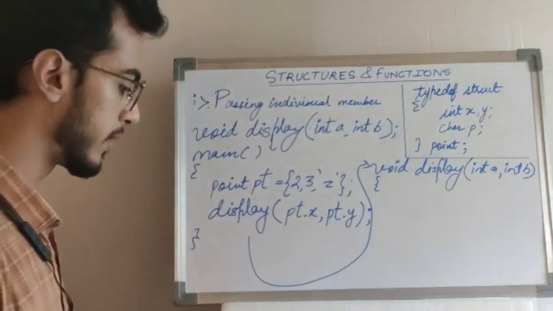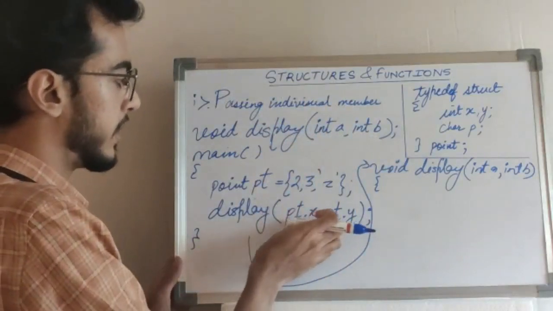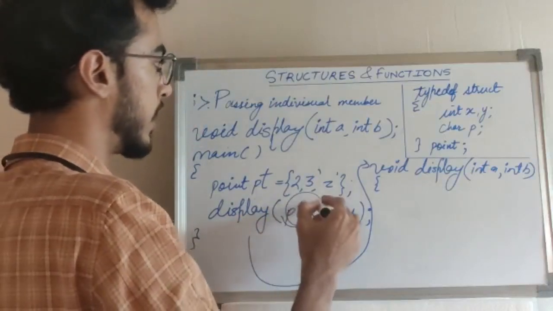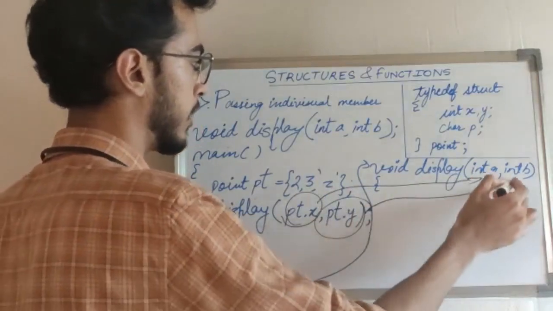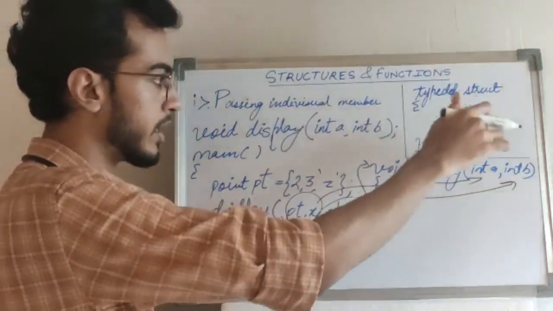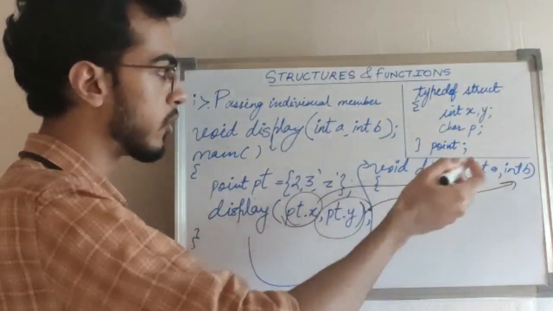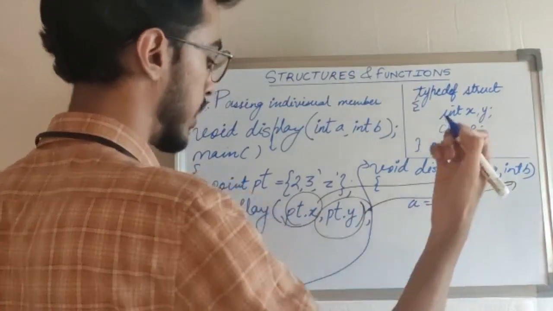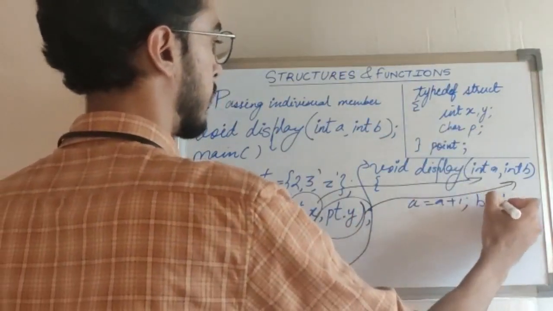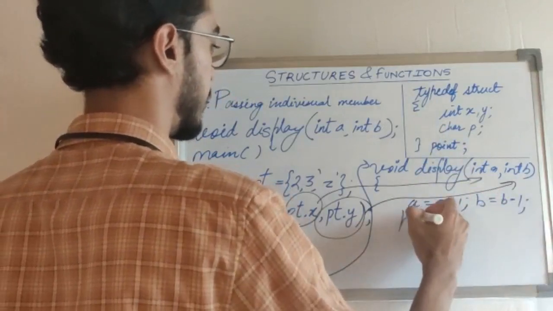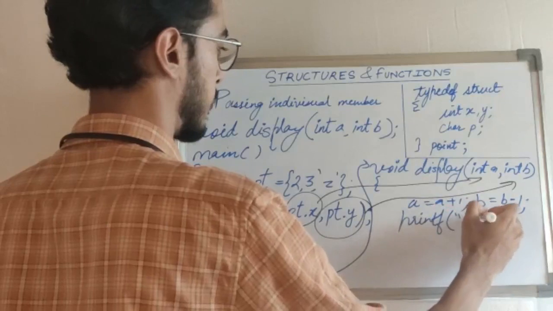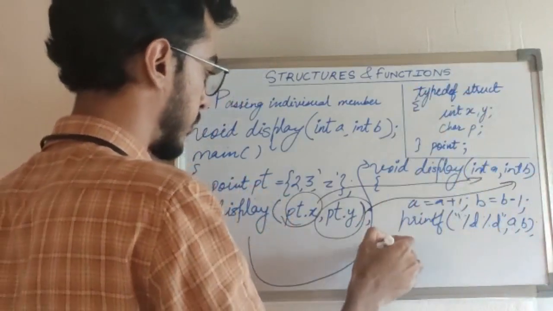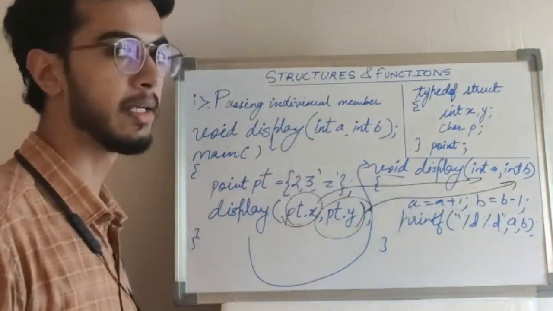Now inside the display function, when I have passed pt.x and pt.y, these values will be copied in a one-to-one fashion into a and b. Whatever is in pt.x will be copied into a, and whatever is in pt.y will be copied into b. Inside the function display, if I write, let's say a equal to a plus 1 and b equal to b minus 1, I can simply print here whatever is the value of a and b. Since I am not returning anything, I can keep the return type void.